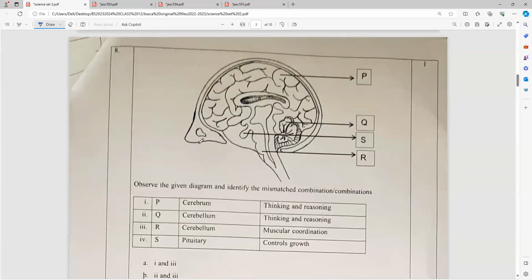Next, biology. They are asking to identify P, Q, R, S. This is also one of the most important questions. First, can you identify the names P, Q, R, S? Everybody, what is P? What is Q? What is R? Control and coordination. Biology. What is P, Q, R, S, everybody?